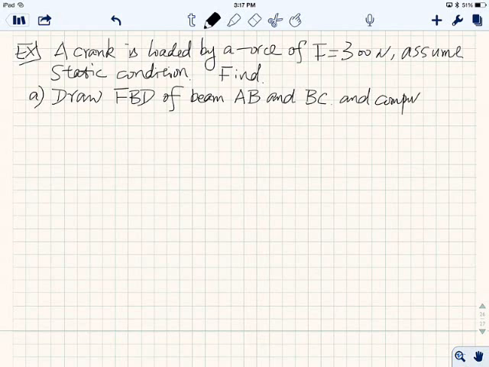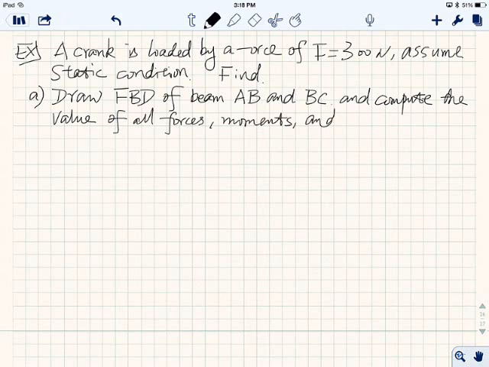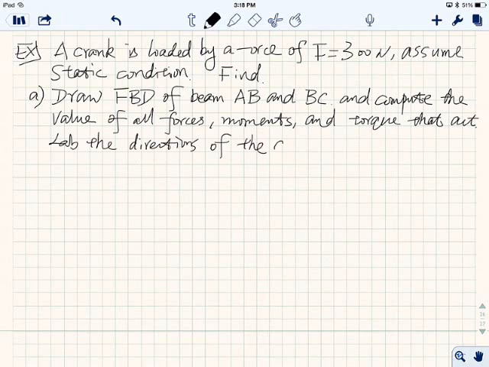and compute the value of all forces, moments, and torque that act, and also label the direction of the coordinate axis on this diagram.